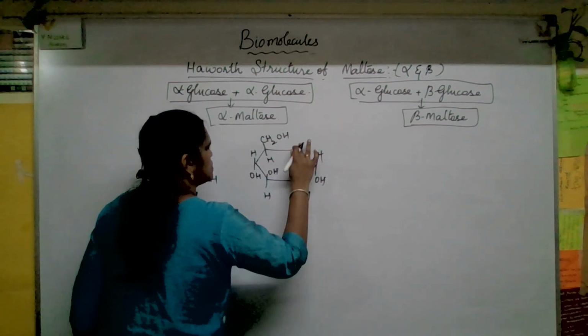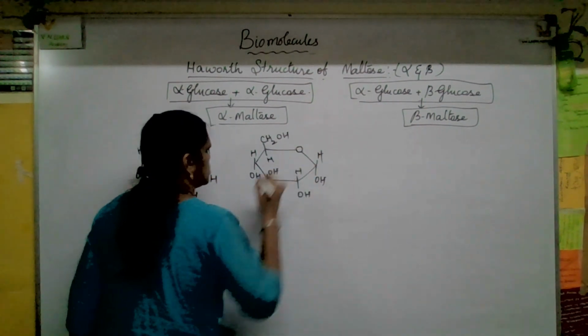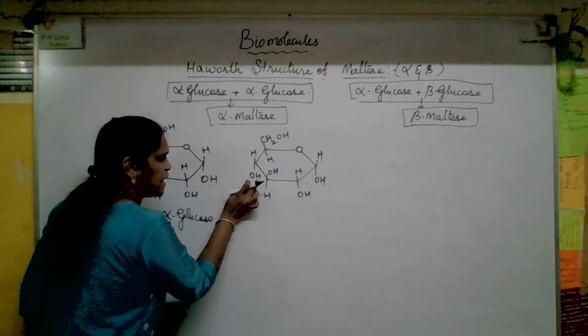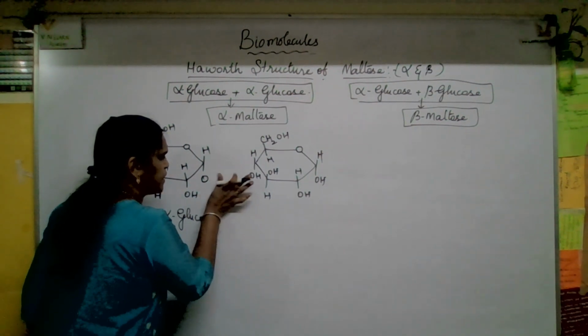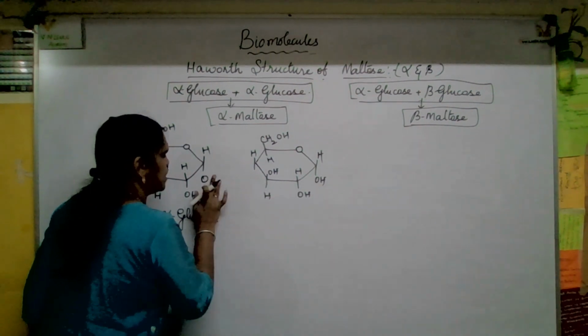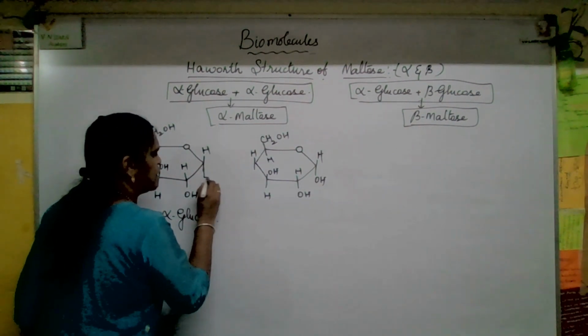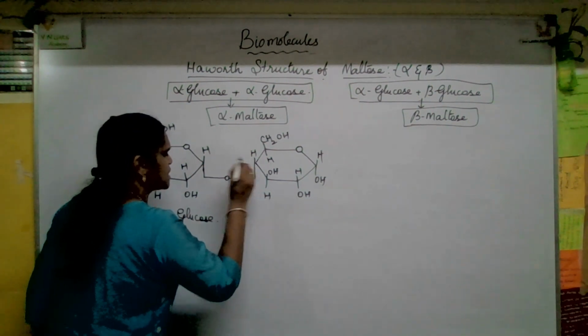And then H. This is connected with oxygen. Now, a water molecule is released. So here OH plus H combined together make H2O. So naturally, what linkage will be there? Oxygen linkage will be there. So here, like this, it is connected.